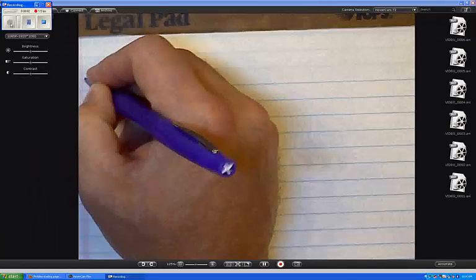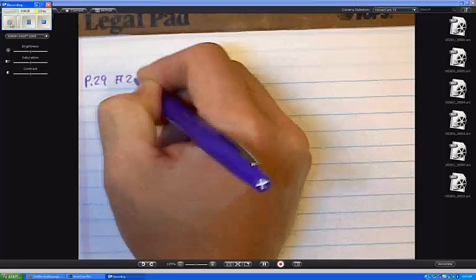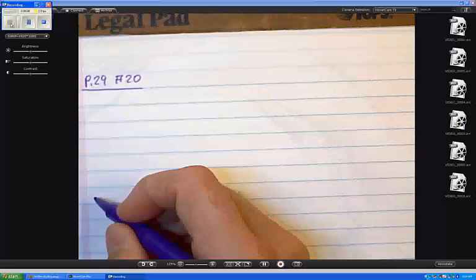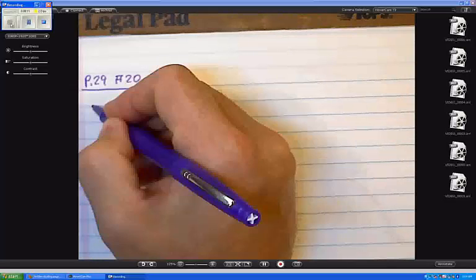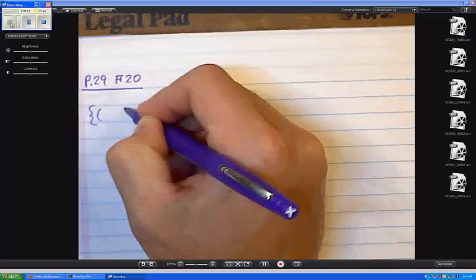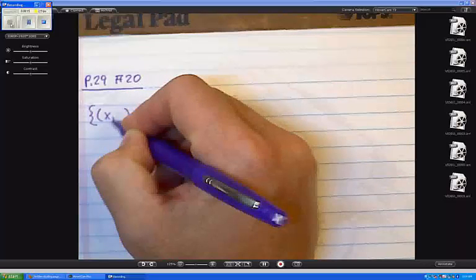People ask about this one. So this is page 29, number 20. Okay? I think the first thing that's important is we have to get in a habit of trying to read this.